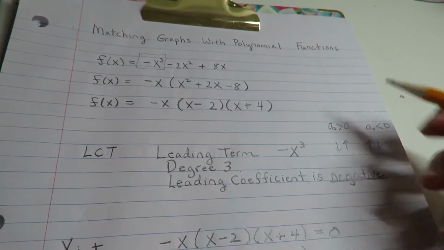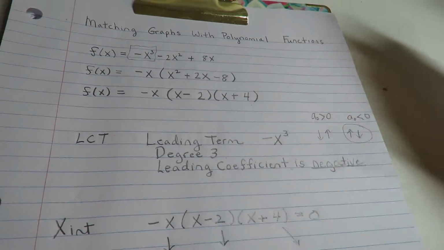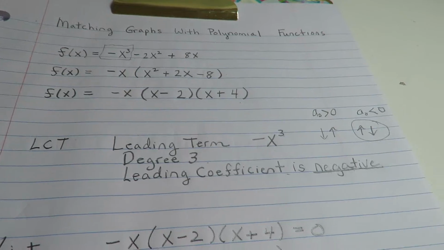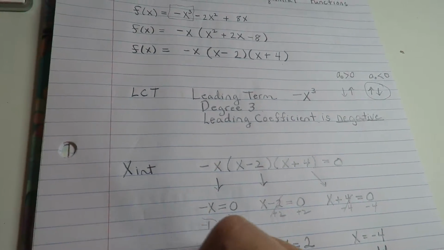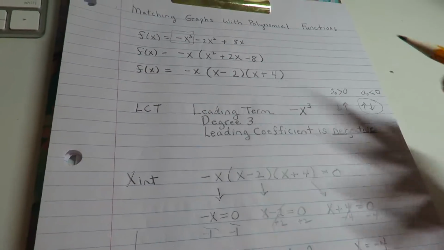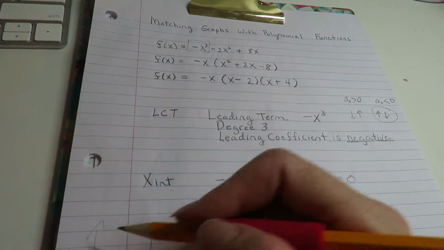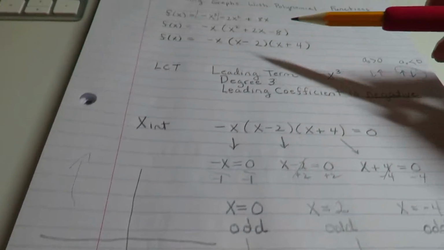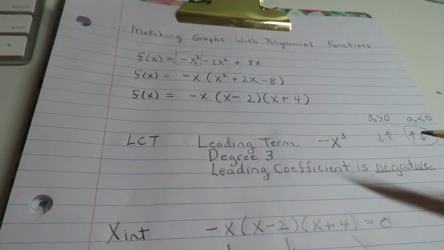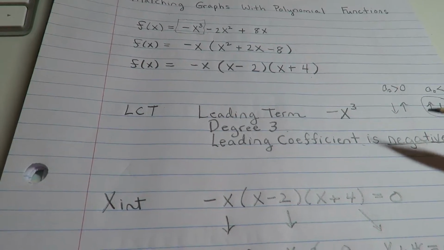Now for us, again, we have degree 3, but our leading coefficient is negative. It's less than 0, which means that our graph on the ends, on the left side, it'll be going up. On the right side, it'll be going down. So whatever's happening in the middle, on the left side, it'll be going up, and on the right side, it'll be going down. So remember, the leading coefficient test tells you the end behavior of the graph.